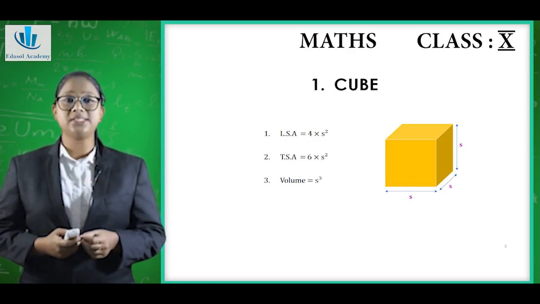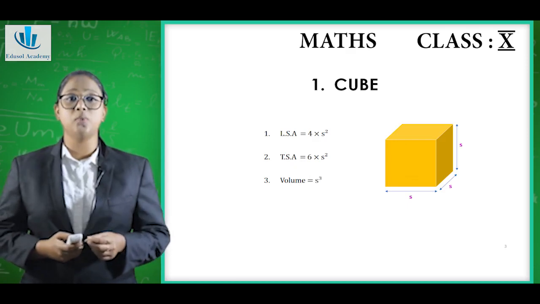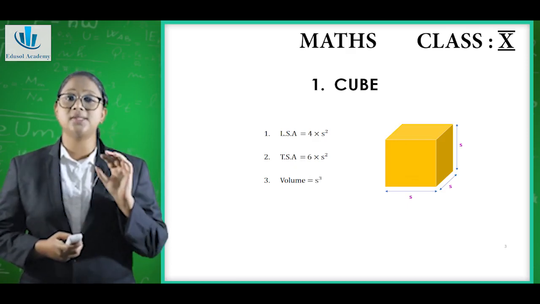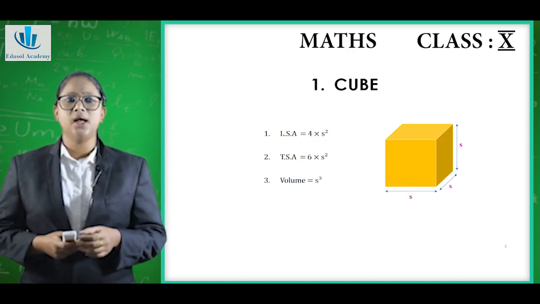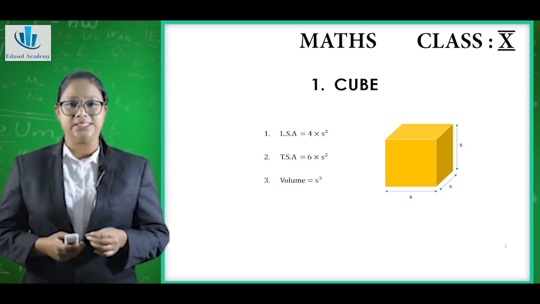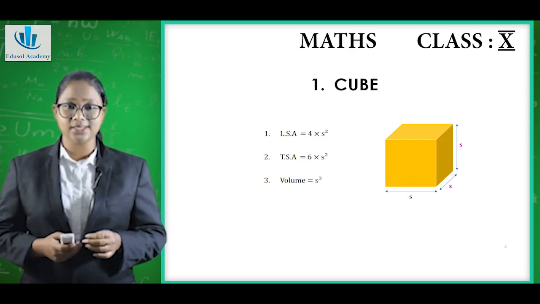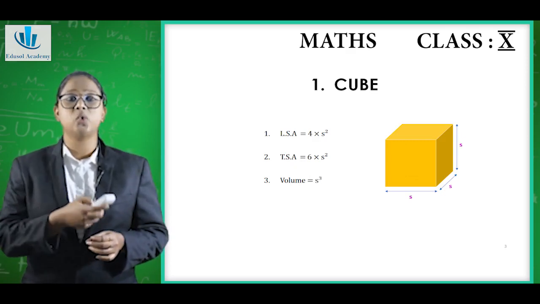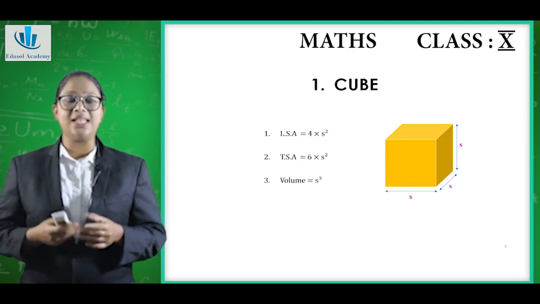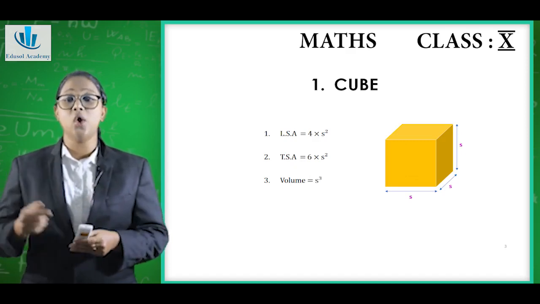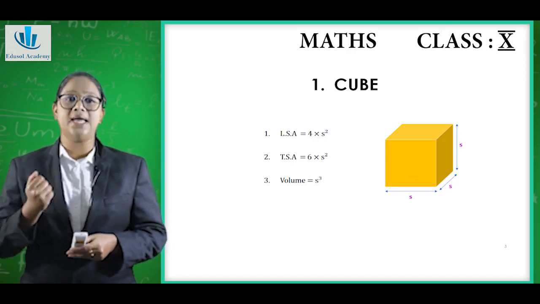So, what can we see when we look at a cube from the sides? We can see 4 identical squares. Now, let's say side of one square is S. So, the area of that square will be S square, right? Now, 4 such squares are seen. So, the lateral surface area of a cube is given by the equation 4 into S square.